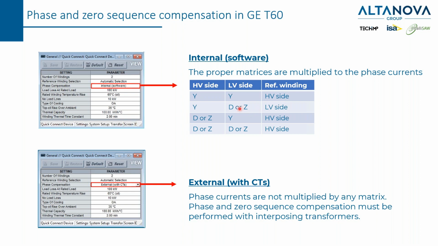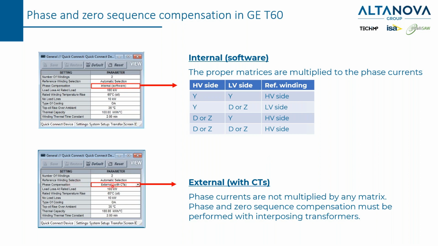Okay, so if there is a delta or a Z side, it will be the reference winding. In case you have double delta, double Z, or delta Z, Z delta, then the reference winding is the high voltage side. Okay, so this is also explained in the user manual, but I would like to write this table for you to help you understand better the behavior of the relay.